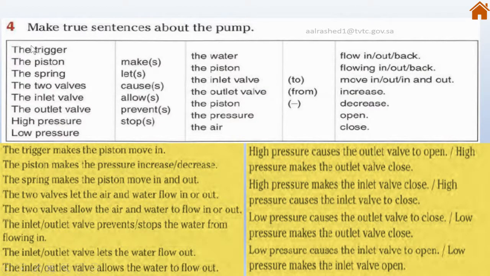So what is important is to know that you need an object, and then you need to decide what you want to talk about. If something causes something to happen, the reason of something, or why something is happening, you need to use cause and make. If you want to give a permission, you need to put let and allow. If you want to avoid something from happening, to stop it from happening, you need to use prevent and stop. Okay.